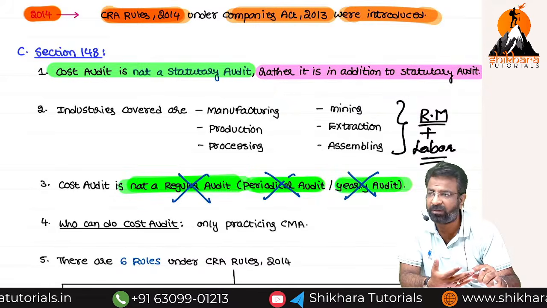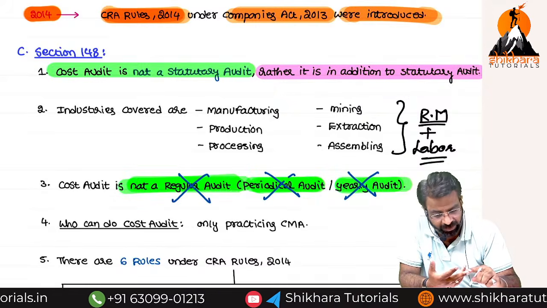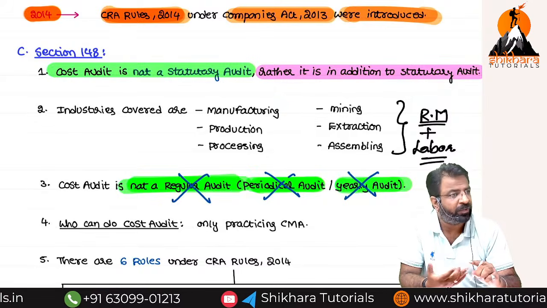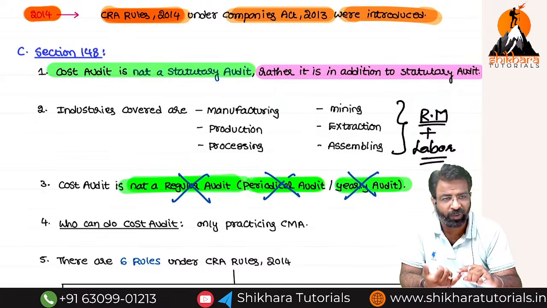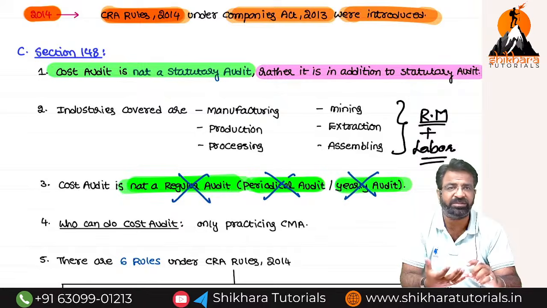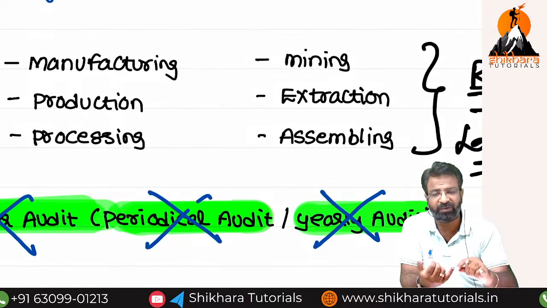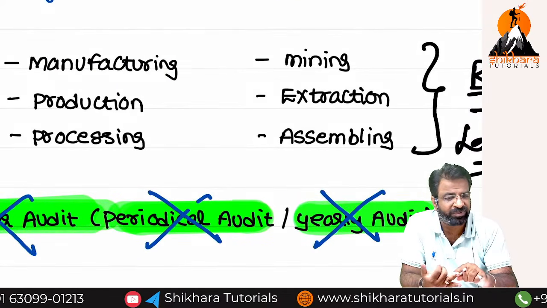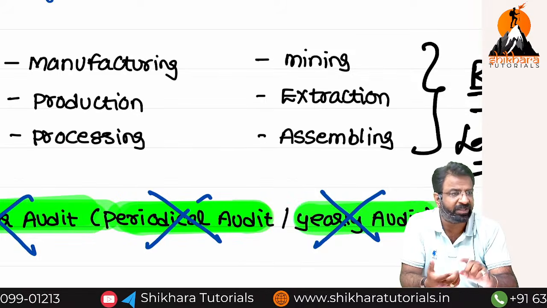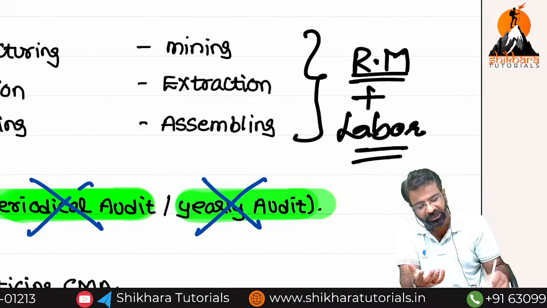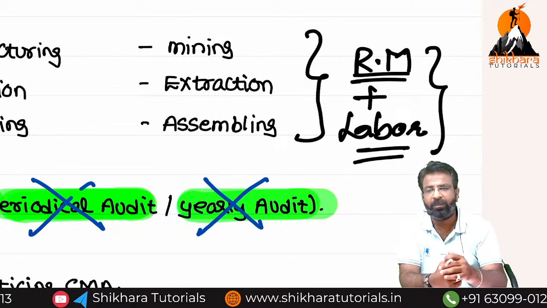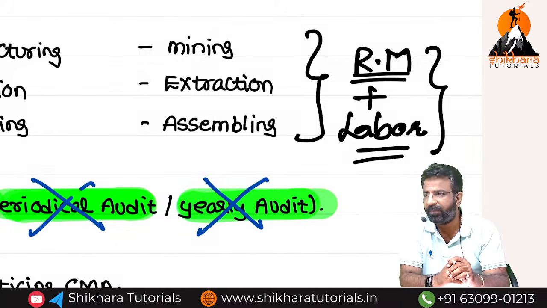It's not a part of statutory audit. It's neither a regular nor a yearly audit. And it is broadly classified into which industries? 6 industries. What are the names of the industries? Manufacturing, production, processing, mining, extraction, and assembly. Why? Because in all of them, what is a common thing? Raw material and labor is a common thing. Did you get the point?